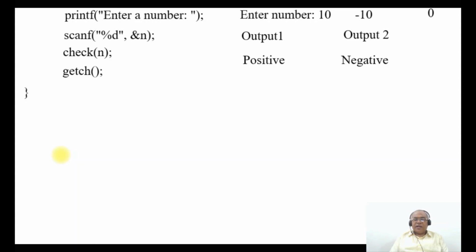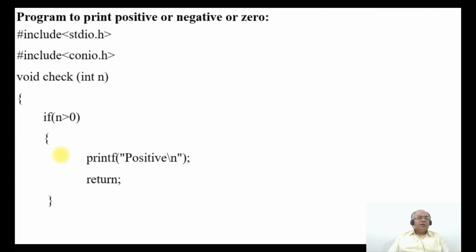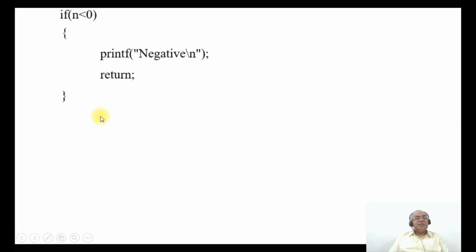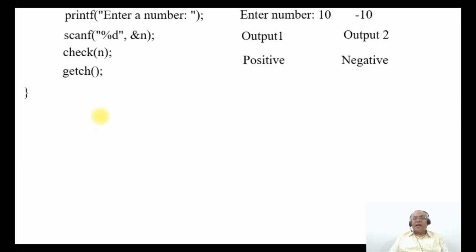Suppose you enter the number as 0, what happens? Again we go back to this. Is 0 greater than 0? No, it comes out. Is 0 less than 0? No, it comes out. Since it is not satisfying these two conditions, obviously the number which you entered is 0. That is why you get the output as 0 here.